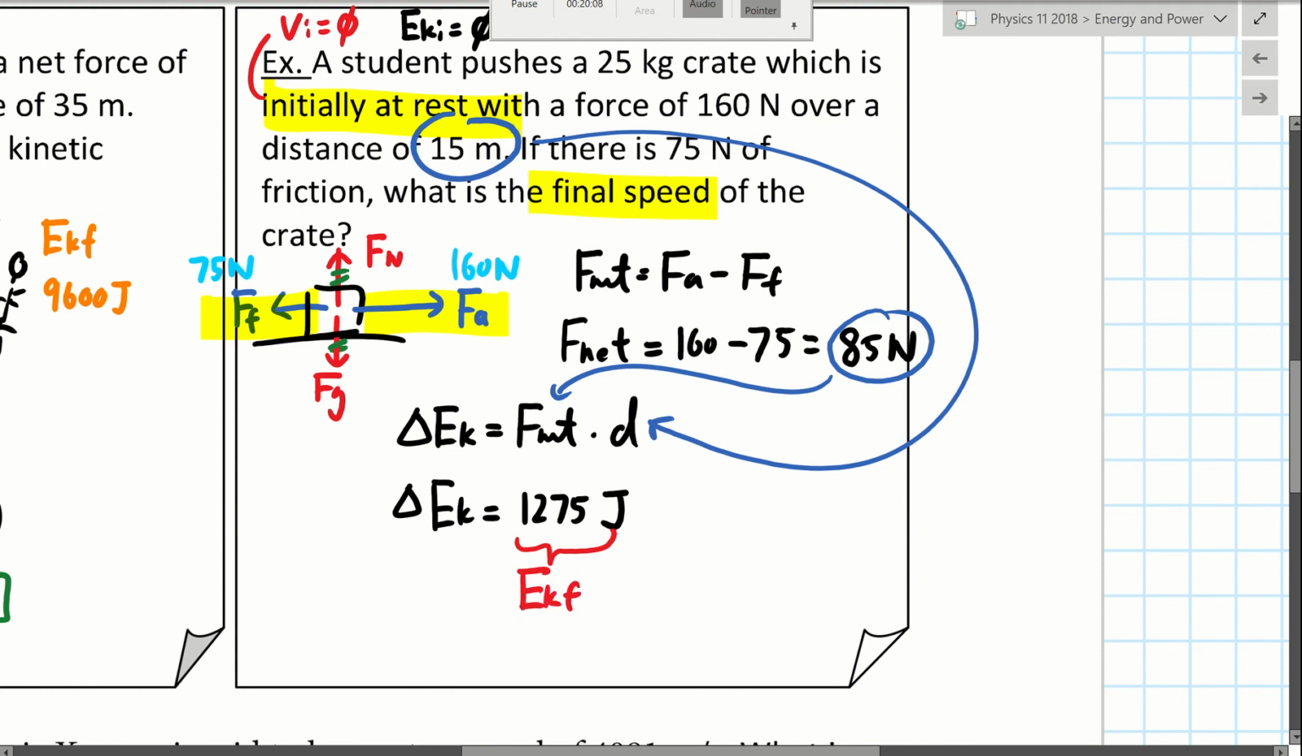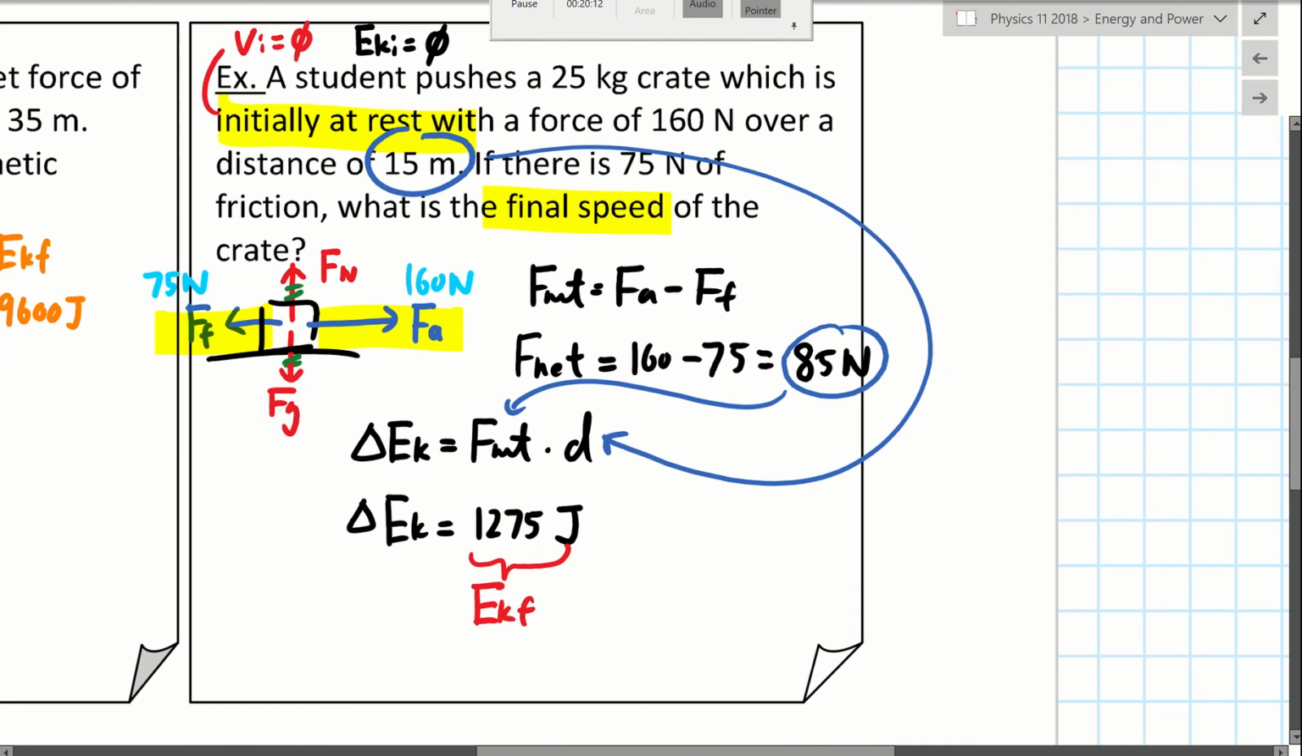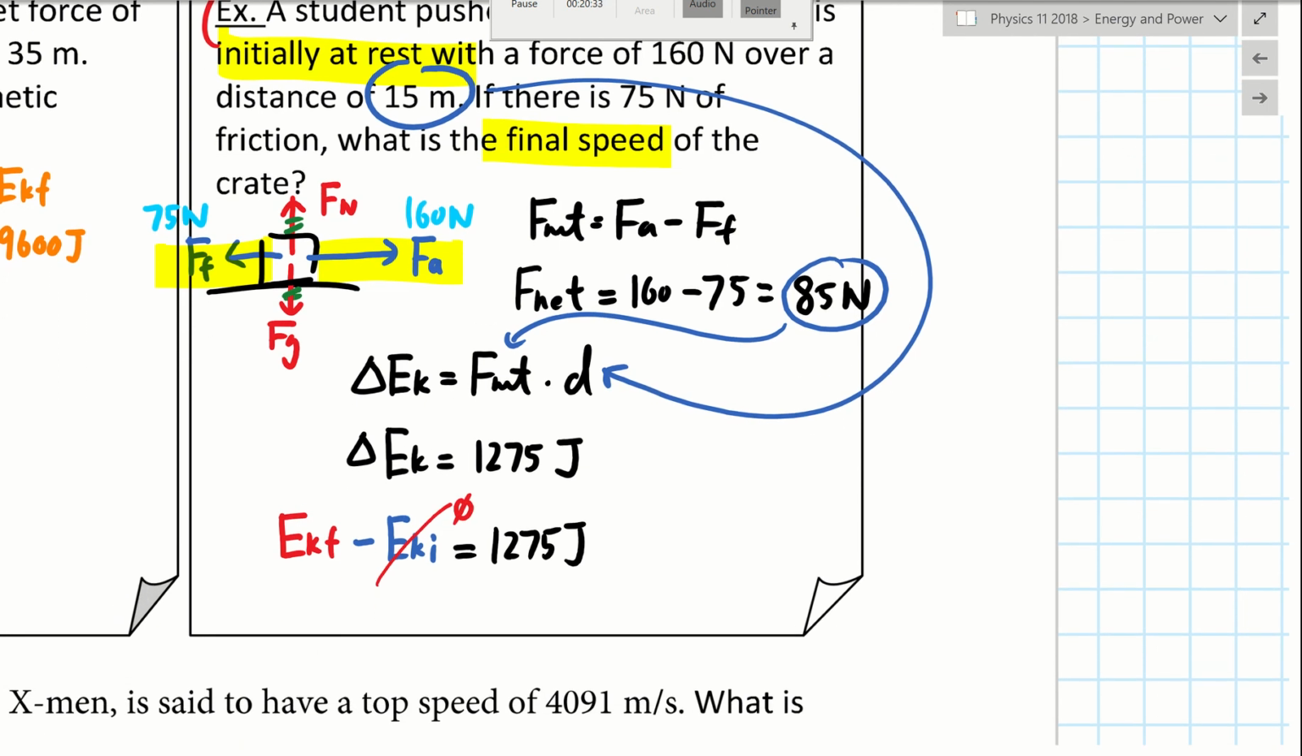Now this is also your kinetic energy final. Why? Because your kinetic energy initial is 0. Let me just be very clean about this. You're supposed to do change in energy equals final minus initial, and that equals 1275. But realizing that E initial is 0, therefore your final kinetic energy is 1275.